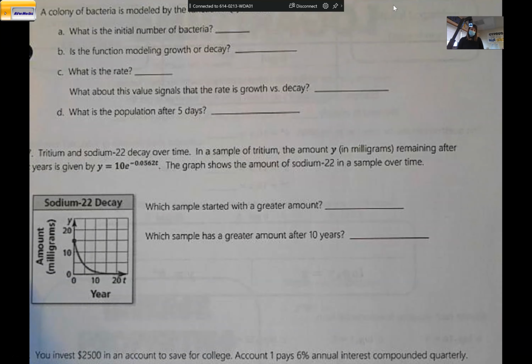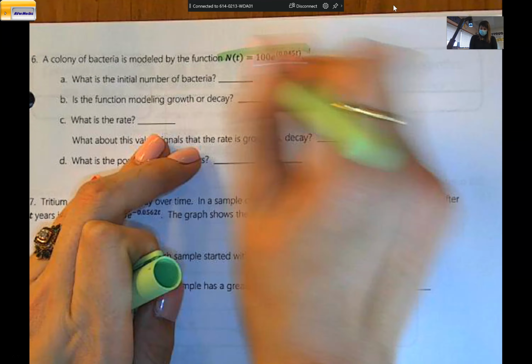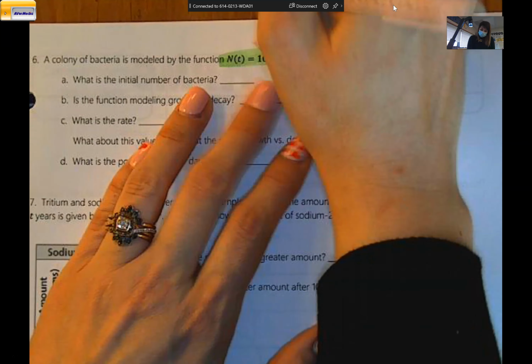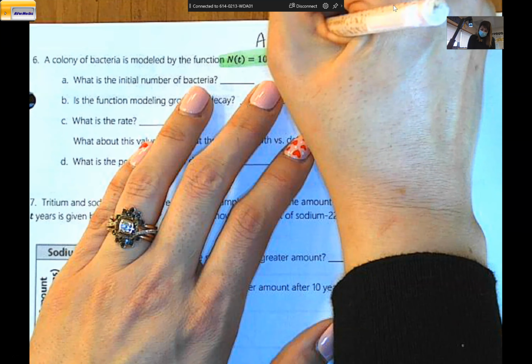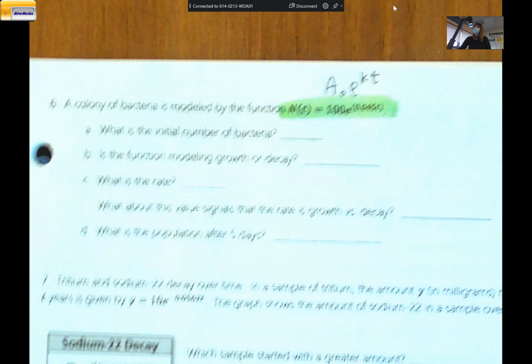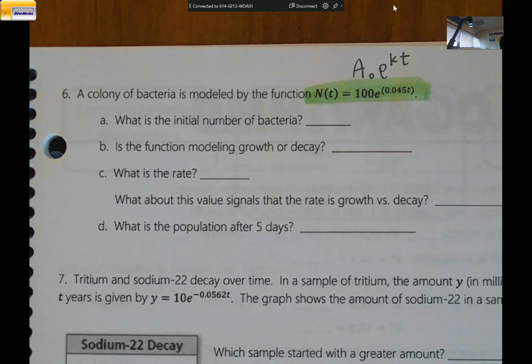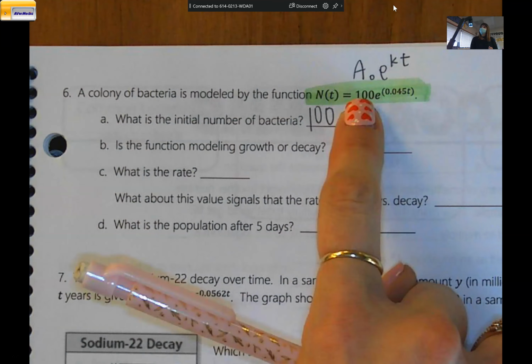A colony of bacteria is modeled by the function, and then it gives it to you. So this is modeling A sub 0 e to the kt. I'll zoom in. So the first thing they want to know is, what is our initial number of bacteria? 100. We started with 100. That's this first number here.